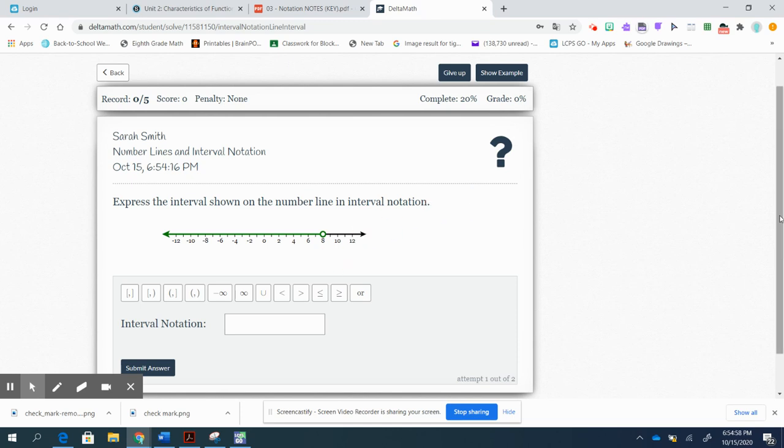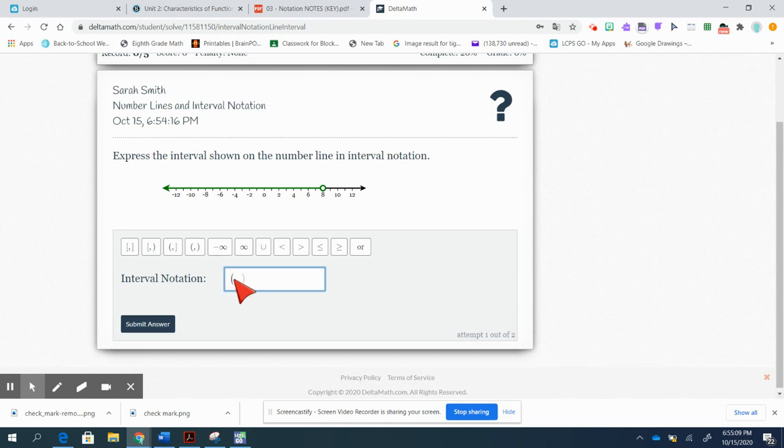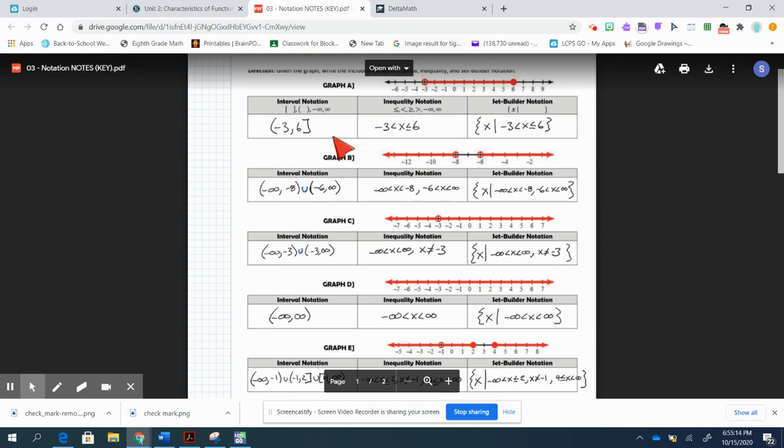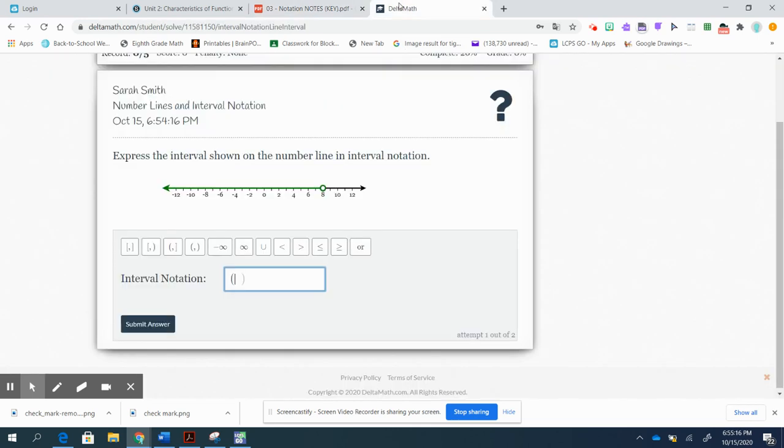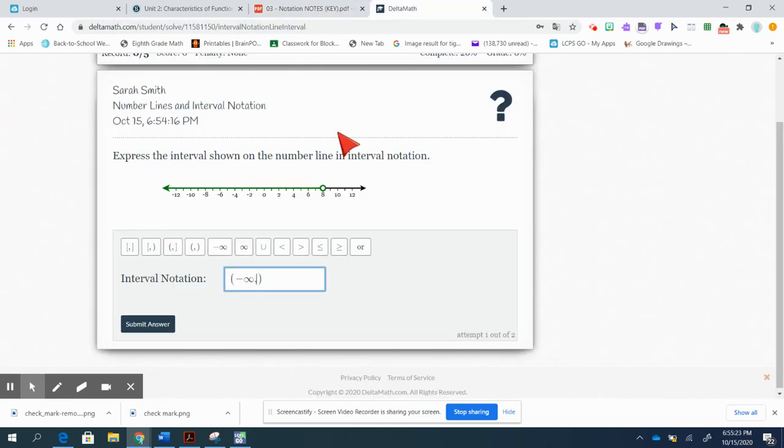Okay, we just have one, and we have an open circle at 8 and going all the way to negative infinity. So we know we need parentheses on both parts. Okay, and we know we also have a negative infinity. Take our symbol there, and we can go back, and we need a comma. And then we need a positive 8 and a closed parenthesis. Okay.